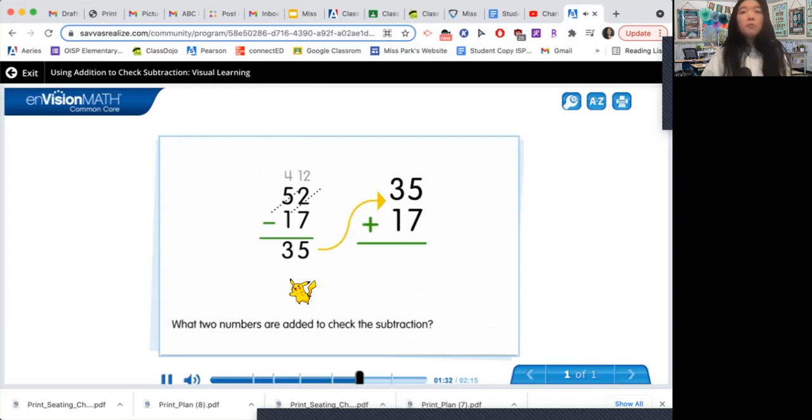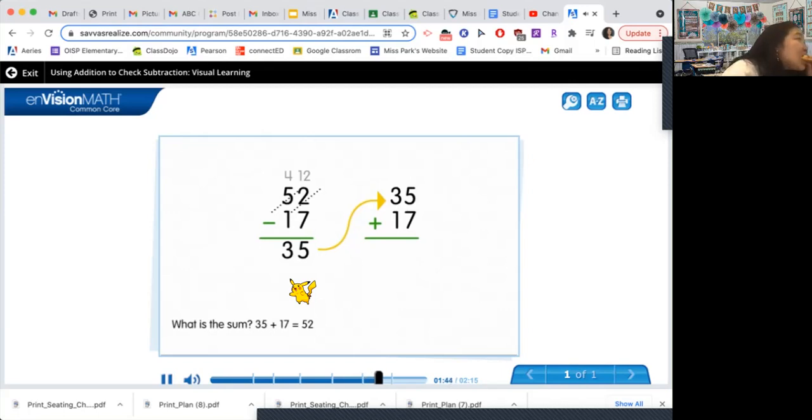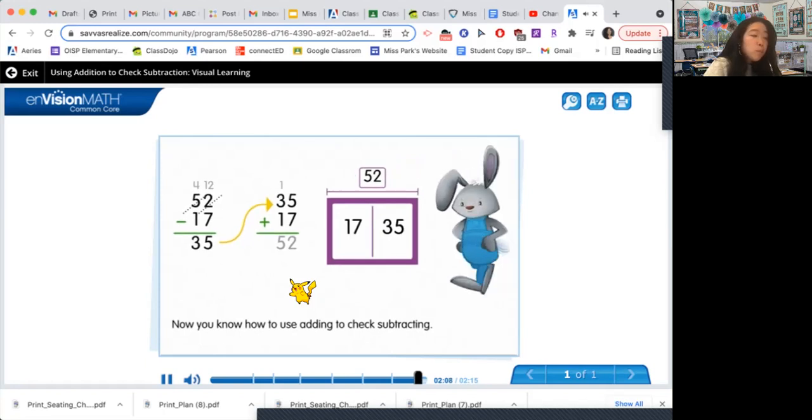What two numbers are added to check the subtraction? Add 35 and 17. What is the sum? 35 plus 17 equals 52. What do you notice about the numbers on the part-whole mat? The numbers are the same three numbers as are in the subtraction and related addition problems. The two parts equal the whole again. Now you know how to use adding to check subtracting.